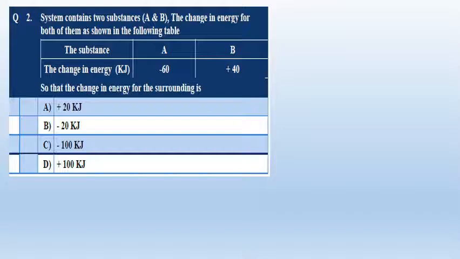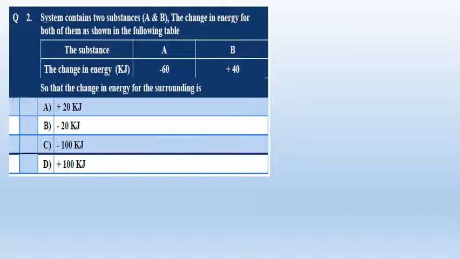So negative 60 plus 40 equals negative 20. So the change in energy for the system equals negative 20. This means that the system releases an amount of heat equal to 20 kilojoule.